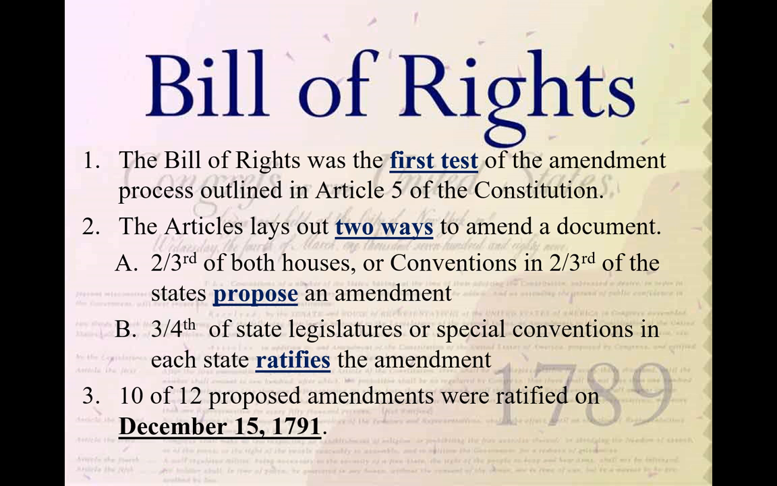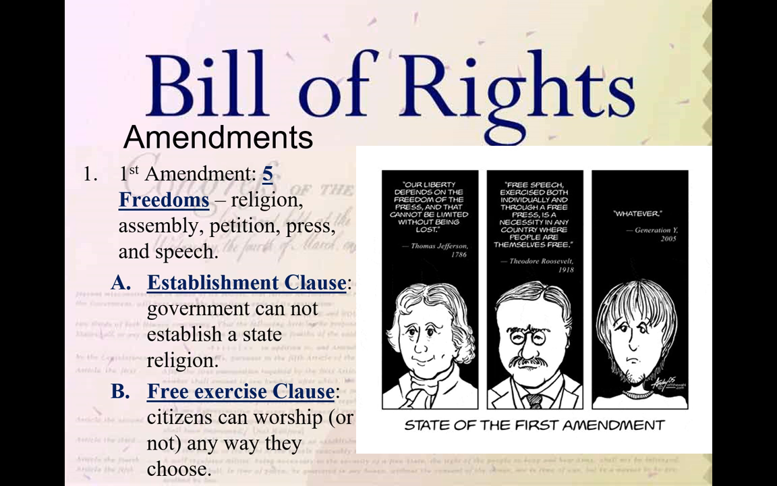10 of the 12 proposed amendments were ratified on December 15th of 1791. The First Amendment, this is probably the one you all know best, are the 5 freedoms: religion, assembly, petition, press, and speech. It also creates what's known as the Establishment Clause, which says that the government cannot establish an official state religion. And think about the roots of where we come from. Think about the Pilgrims and the Puritans, the Quakers.